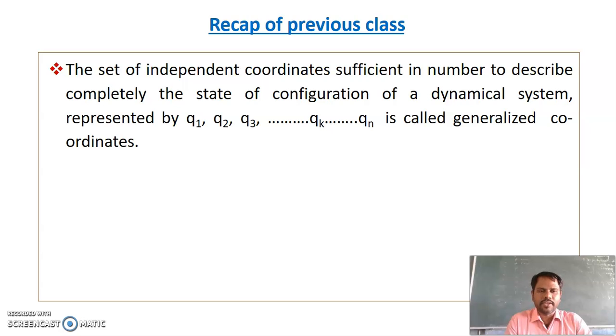We have seen that for a simple pendulum motion, we need theta, which is equal to q1, as a generalized coordinate. Likewise, for a particle moving on the surface of an inverted cone, we need r and phi as q1 and q2 as generalized coordinates. So the set of independent coordinates which are sufficient in number to describe completely the state of configuration of a dynamical system, represented by q1, q2, q3, and so on up to qn, is known as generalized coordinates.